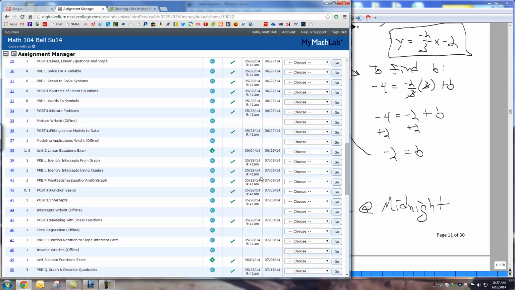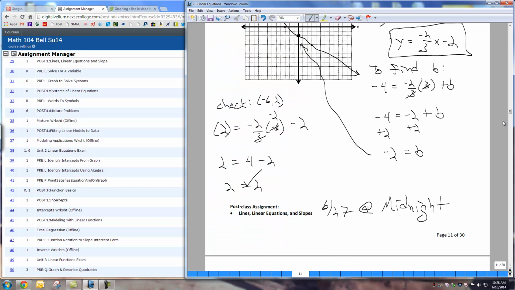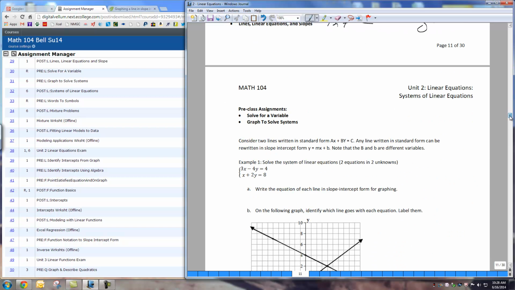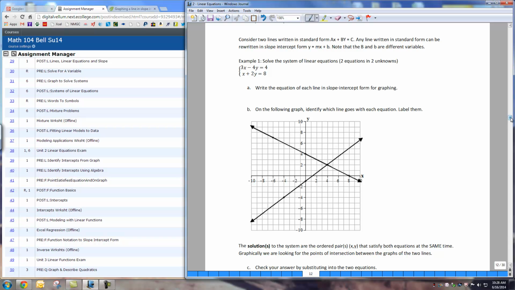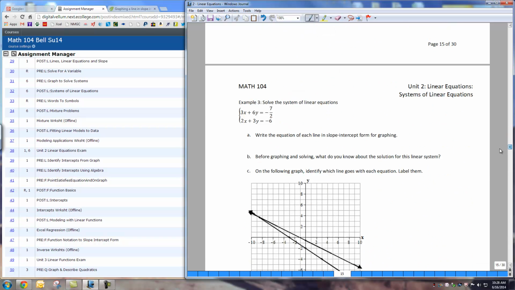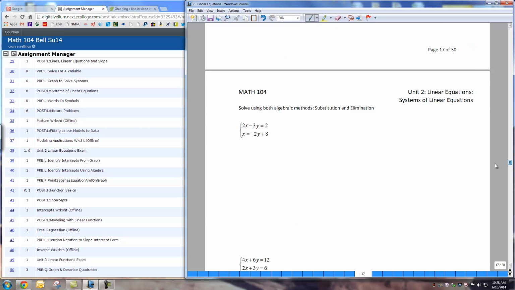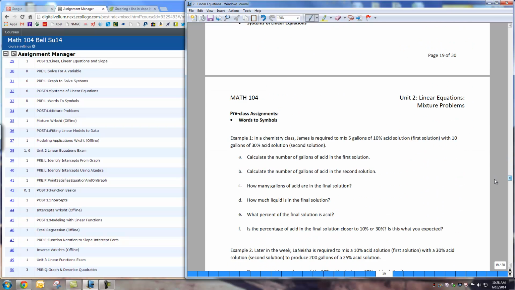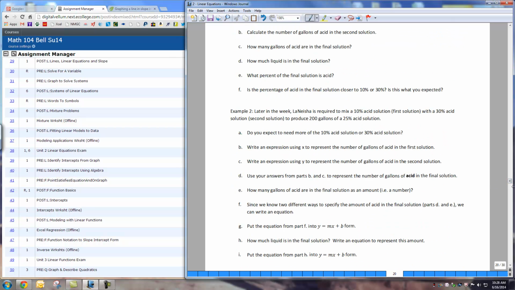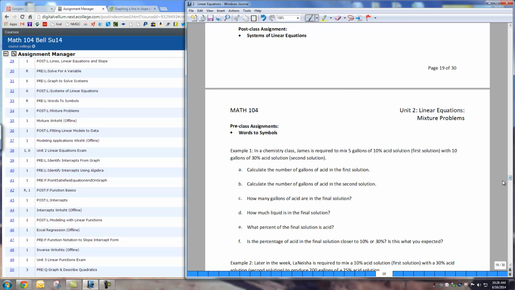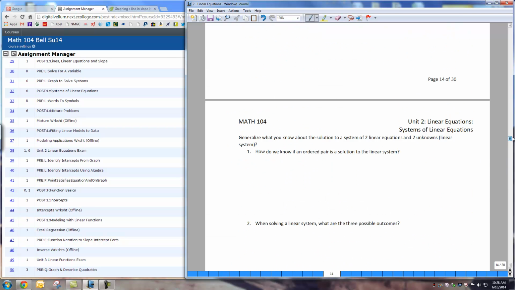The next video I'll make tomorrow in post is graphing to solve systems of linear equations. So we'll talk about that, and then we'll do some applications of solving systems of equations, where the applications are mixture problems. If I mix a 10% solution with a 30% solution, how much do I need of each to yield a 25% solution? So that's where we're headed next, and I'll make these videos tomorrow.